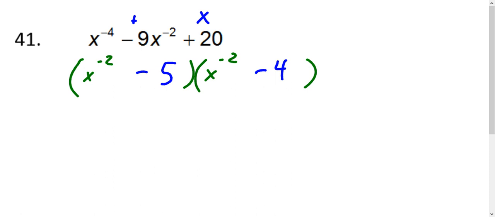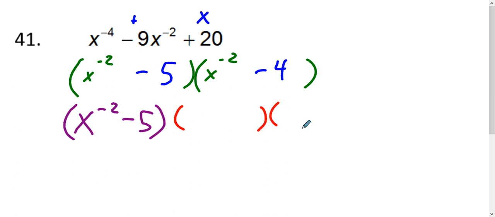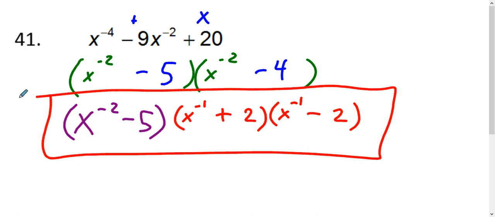Then we have to be a little bit more careful and notice that these are x to the -2nd. That's still a perfect square. 5 is not a perfect square, so that one's done because 5 is not a perfect square. X to the -2nd, that's a perfect square. 4 is also a perfect square, so we're going to split it into conjugates. Square root of x to the -2nd will be x to the -1st. Square root of 4 is 2. And they're conjugates, one time with a plus, one time with a minus. And that's factored all the way.